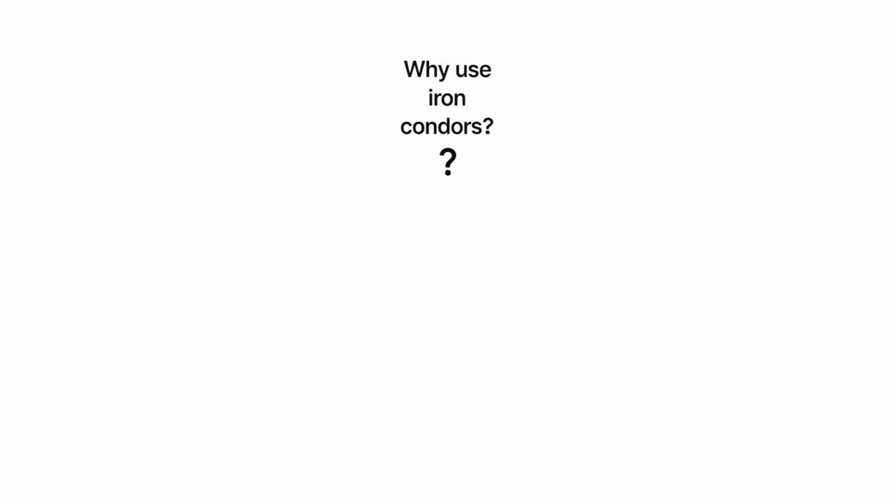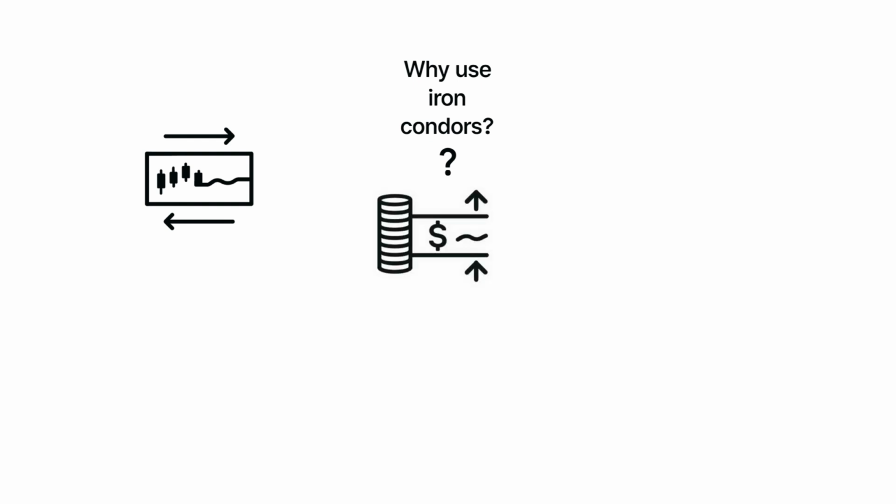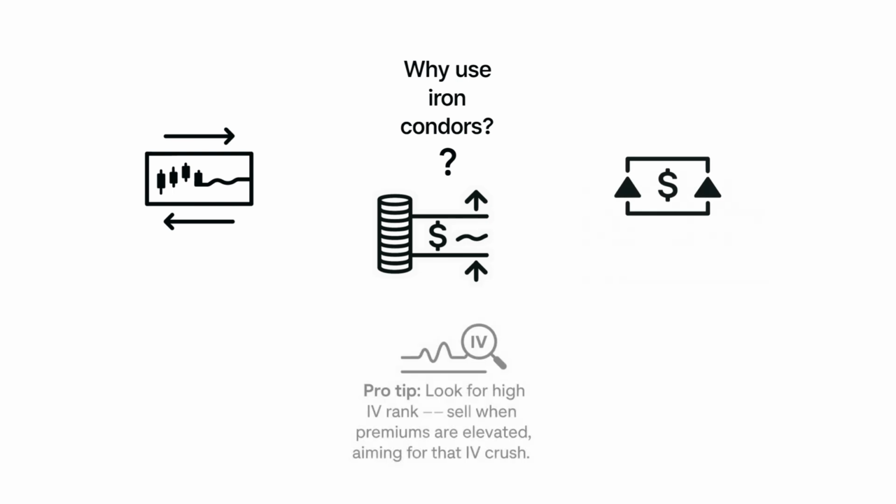Why use iron condors? Perfect for neutral markets when you are expecting low volatility. Premiums from both sides add up, boosting potential profit. Defined risk and defined reward. Usually look for high IV rank, and sell when the premiums are elevated. Aim for the IV crush.